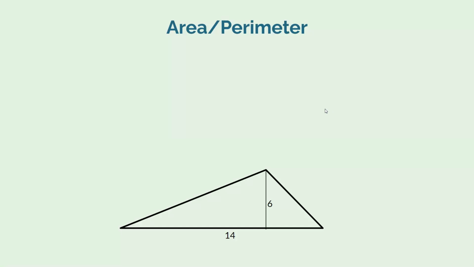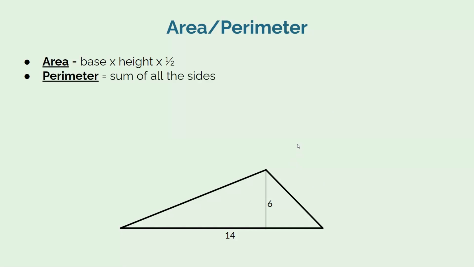All right, so in order to find the area of a triangle, we multiply the base by the height, and then we multiply by 1/2. And in order to find the perimeter, we just sum up the lengths of all the sides of the triangle.